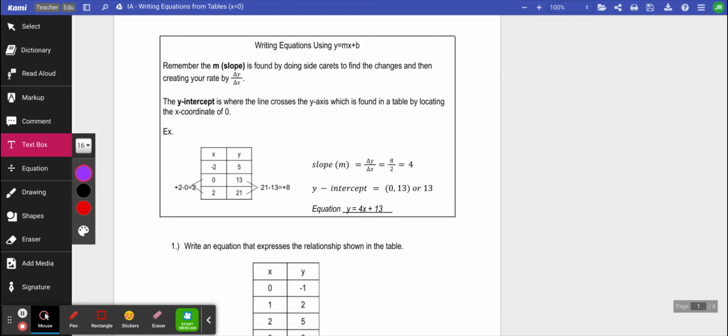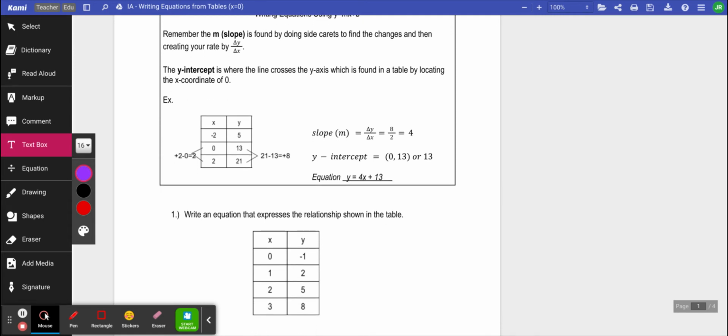Okay, so it says write an equation that expresses the relationship shown in the table. By the way, remember that the first name, which is the letter M, is actually slope, and that the second name, which is the y-intercept, which is b, is what we just talked about on this first worksheet.